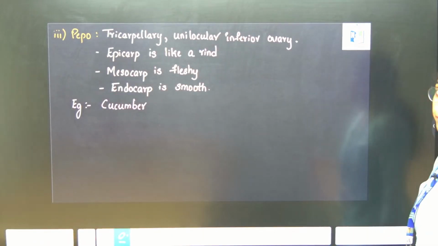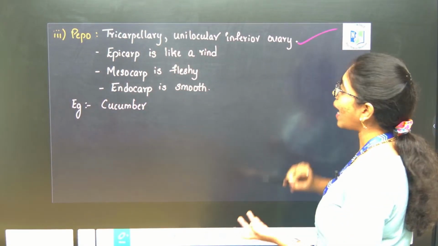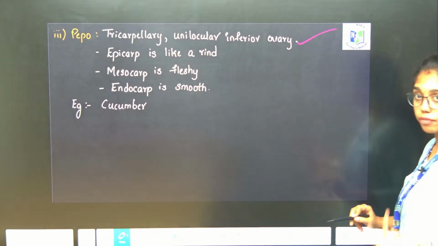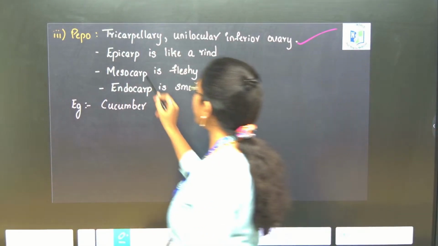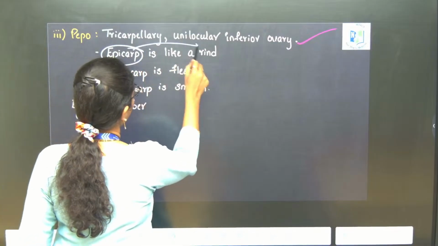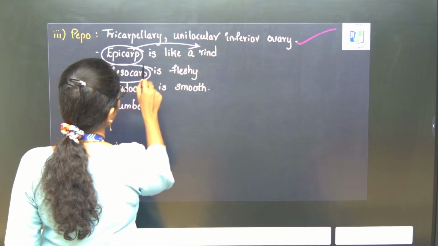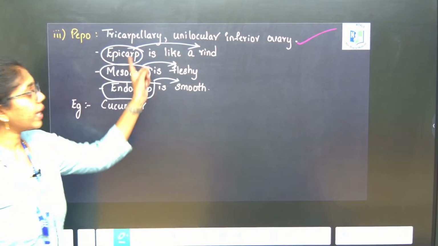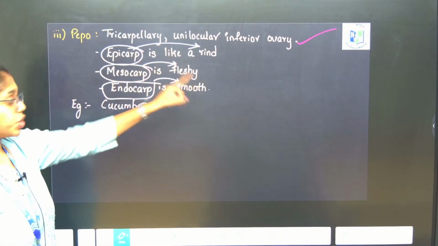Next is pepo. This is tricarpellary, unilocular and inferior ovary, where epicarp is like a rind. Mesocarp is fleshy. Endocarp is smooth. Okay, epicarp is rind, mesocarp is fleshy, endocarp is smooth. Examples include cucumber.